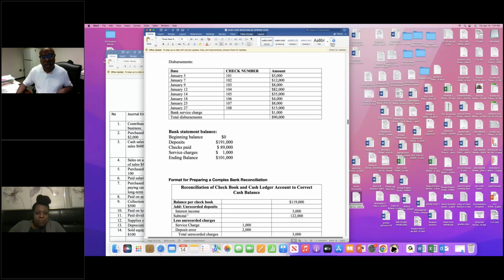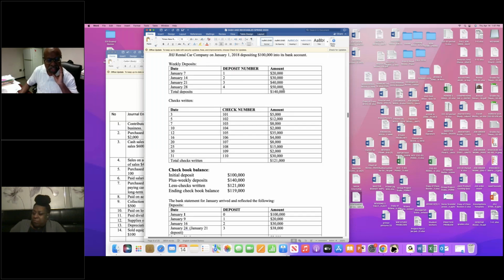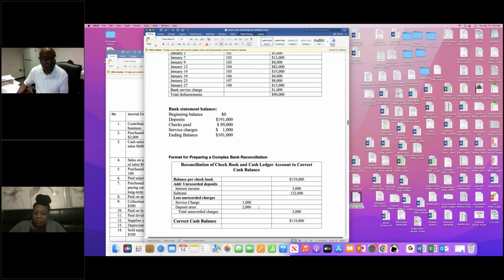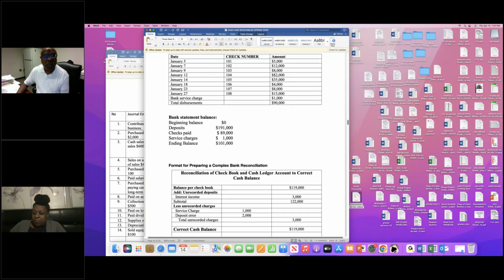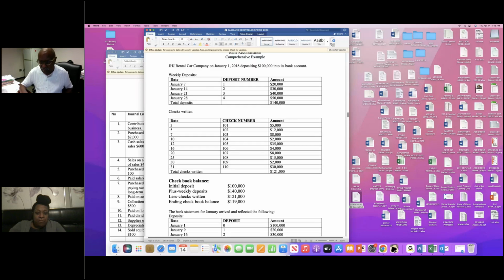I'm not telling you directly, but you have what the company's records look like, and you have what the bank statement shows. So in this one, you just got to find out. You had your service charge of 1,000, so you picked that up. Then you had that deposit error of 2,000. You said the deposit was 40,000, but the bank only got 38,000.